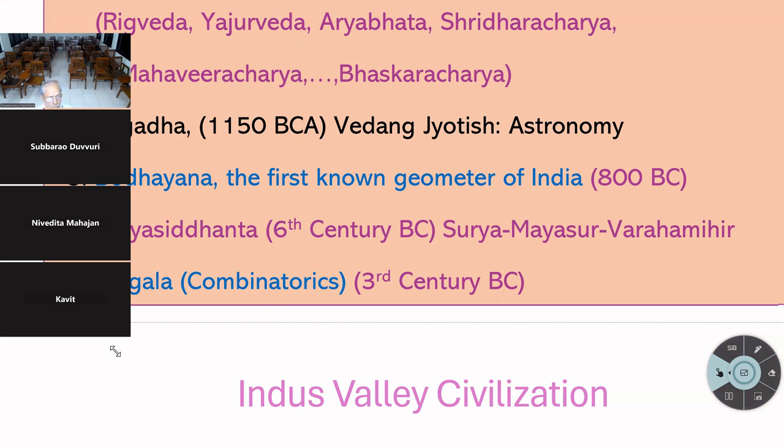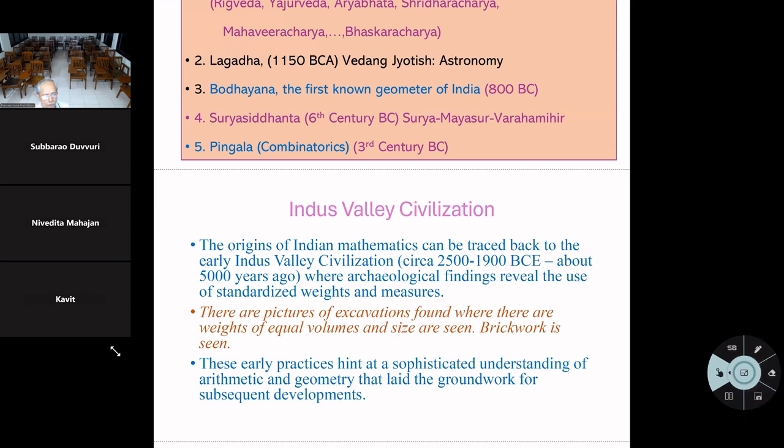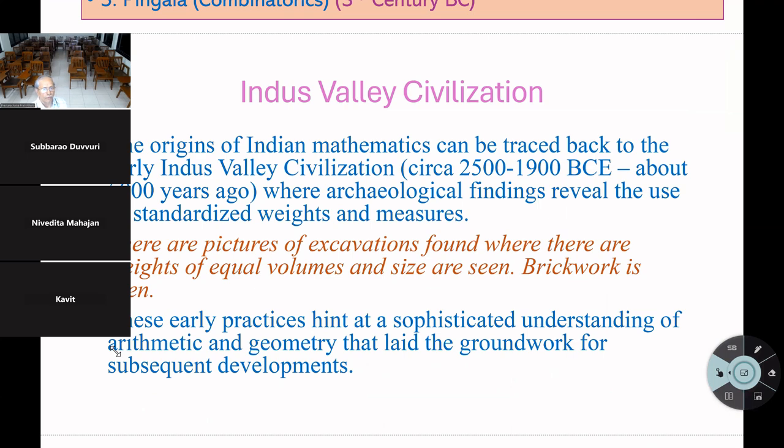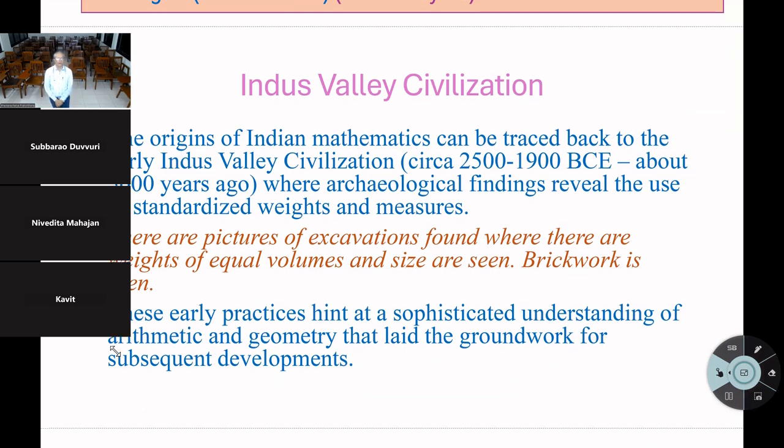So before the dates of all these, there is the Indus Valley civilization. The origins of Indian mathematics can be traced back to the early Indus Valley civilization, which was at the time of, so this 2500 is the approximate year before Christ, BCE, to 1900. So these were the dates of the Indus Valley civilization. This means about 5,000 years ago.